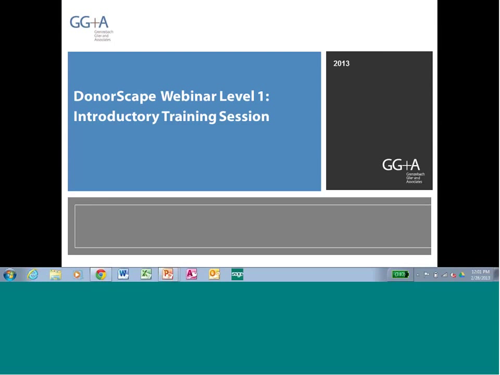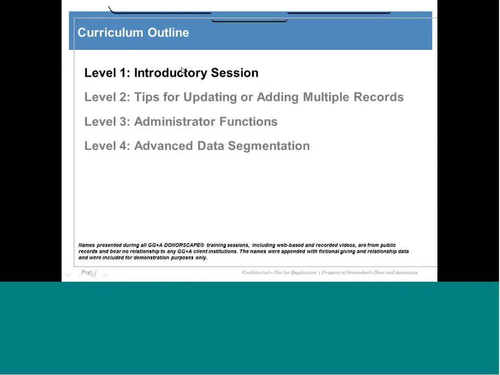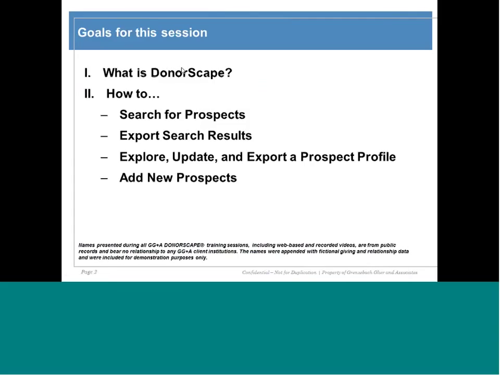Let me just get this going here. So we'll be looking at what is DonorScape, how to search for prospects, how to export search results, how to explore, update, and export profiles, how to add new prospects, and then, sorry, you know what, we're having some technical difficulties, so give us 1 second on the audio and we're going to start again. Hold 1 second.